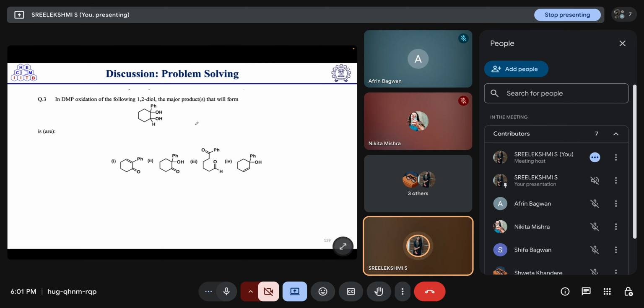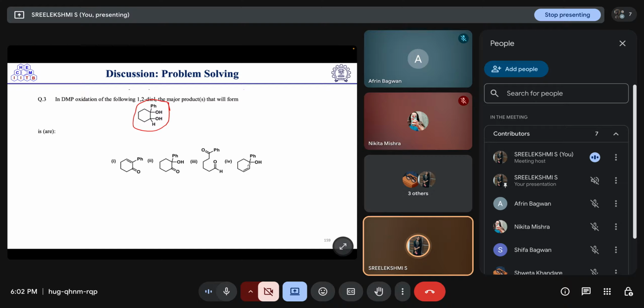Okay, now moving to the next question. In DMP oxidation of the following 1,2-diol, the major product that will form, this compound is treated with this DMP. So which will be the product which we get here? So this we already saw in the starting of this class. With DMP or IBX, if we carry out this type of reaction, which can be the product?